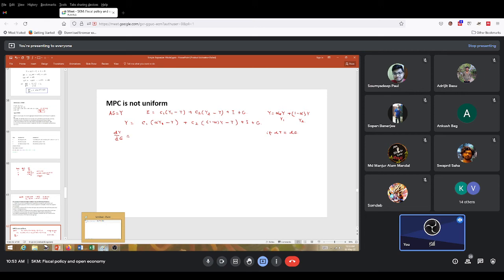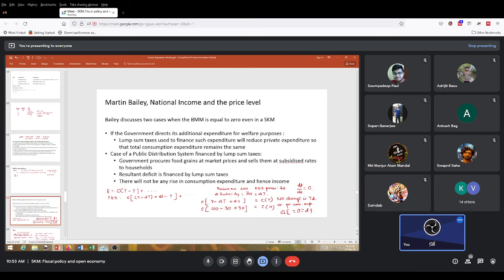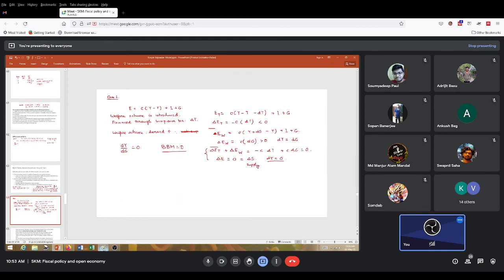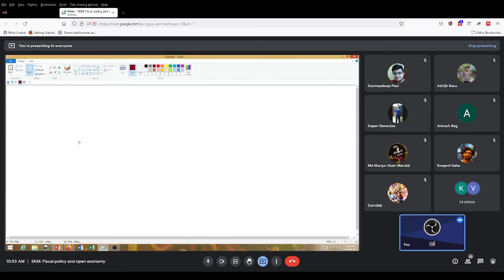If we extend the model, make it, for instance, if we introduce exports and imports, if we consider an open economy, in that case, the balanced budget multiplier will not be equal to 1. When you go to the ISLM model or if you go to the complete Keynesian model, then also the balanced budget multiplier is not equal to 1. Okay, so these are the cases when the BBM is not equal to 1.